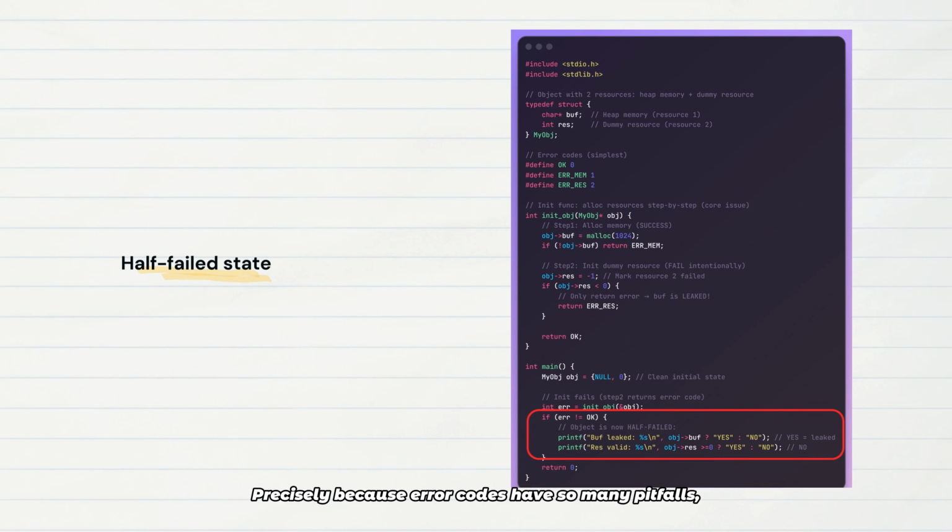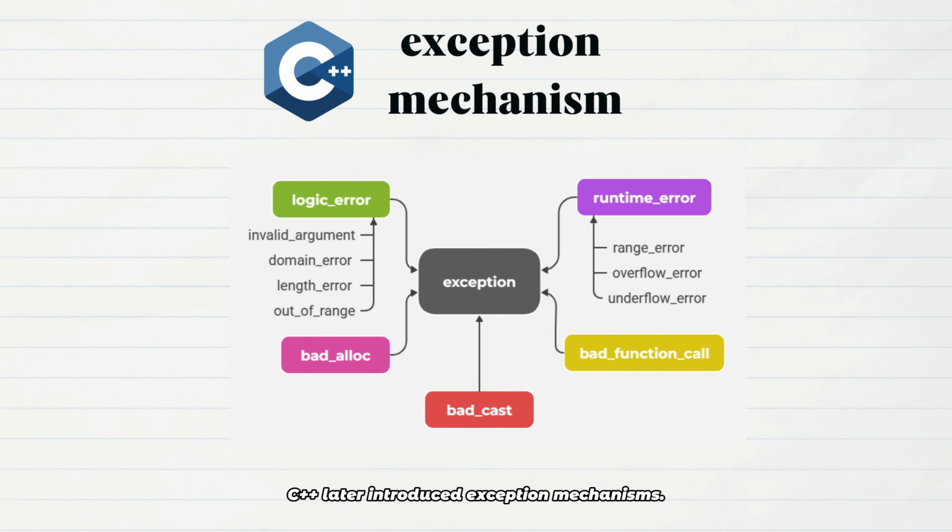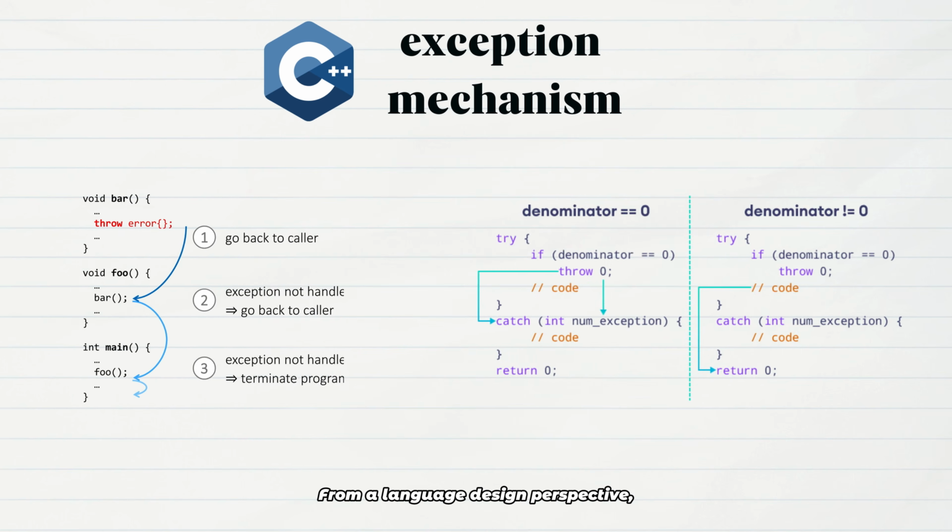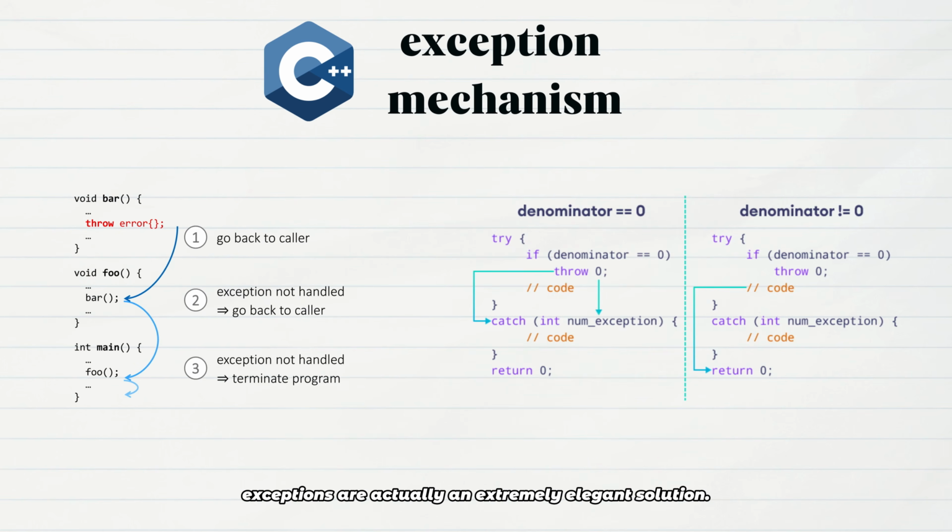Precisely because error codes have so many pitfalls, C++ later introduced exception mechanisms. From a language design perspective, exceptions are actually an extremely elegant solution. It allows developers to focus solely on describing the logic of the success path, while failure cases propagate upward automatically through exceptions. No need for manual layer-by-layer checks.